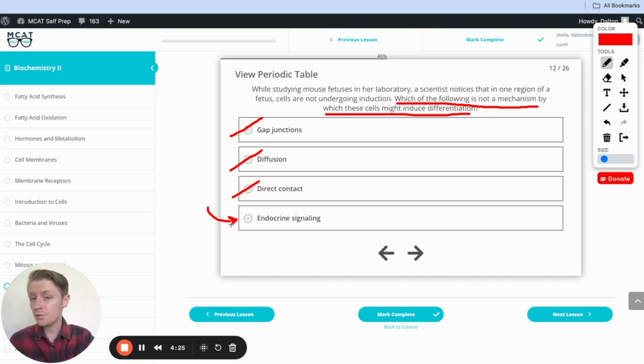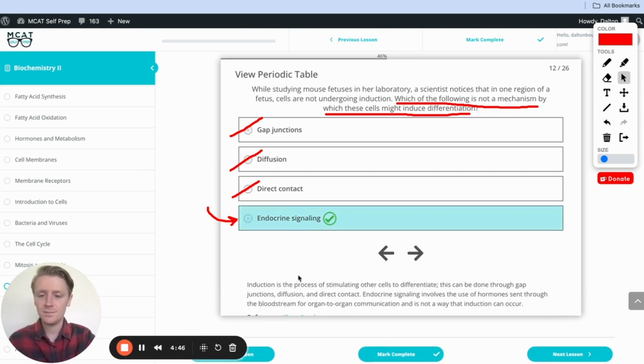Now, the endocrine system deals with hormones in our body. Hormones are released, they travel through the bloodstream, and so that's how endocrine signaling occurs in our body. You might have testosterone or estrogen, and these hormones get released in the bloodstream and travel through the bloodstream to distant parts of the body. That's not something that's happening here, and that's not a way that induction can occur. So we're going to go ahead and say that that's the correct answer.